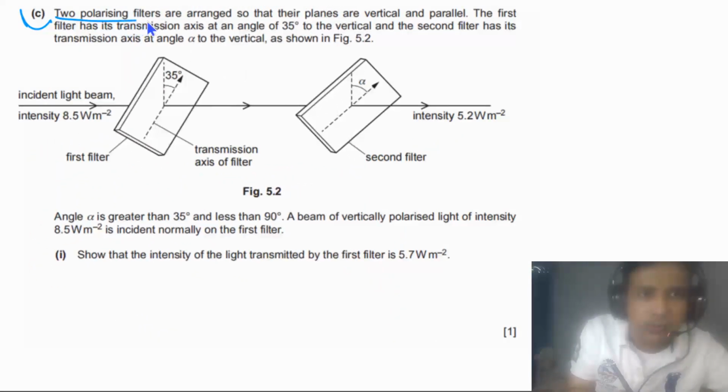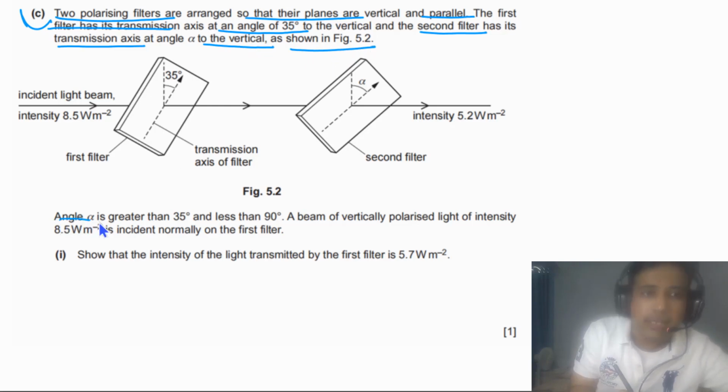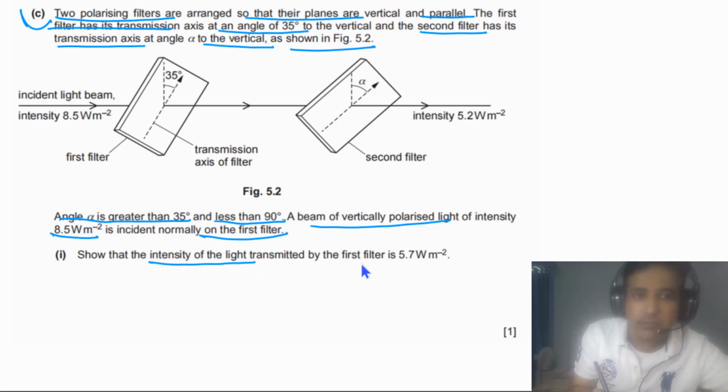Part C says: two polarizing filters are arranged so that their planes are vertical and parallel. The first filter has its transmission axis at an angle of 35 degrees to the vertical, and the second filter has its transmission axis at an angle alpha to the vertical, as shown in figure 5.2. Angle alpha is greater than 35 degrees and less than 90 degrees. A beam of vertically polarized light of intensity 8.5 watts per square meter is incident normally on the first filter. For part C1, show that the intensity of the light transmitted by the first filter is 5.7 watts per square meter.